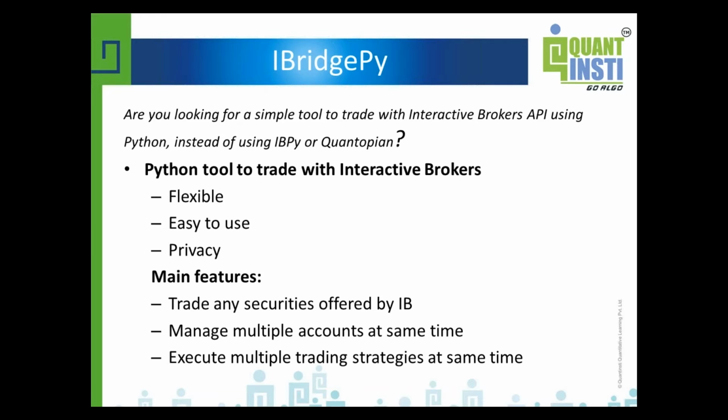The three main points, the motivation when I developed IBridgePy, there are three main areas. The first one is flexible. The reason I put flexible on the top is because I have used QuantInsti for a long time, and I found out QuantInsti is not that flexible.